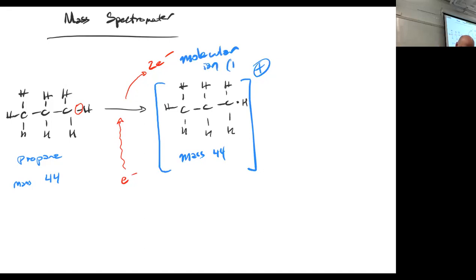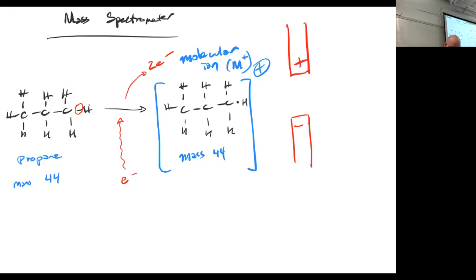Or we shorthand it as big M with a little plus charge. It's the molecule with just a positive charge. Again, the mass didn't really change. It just has a charge. All right, so what we do now is we pass this thing through a magnet.